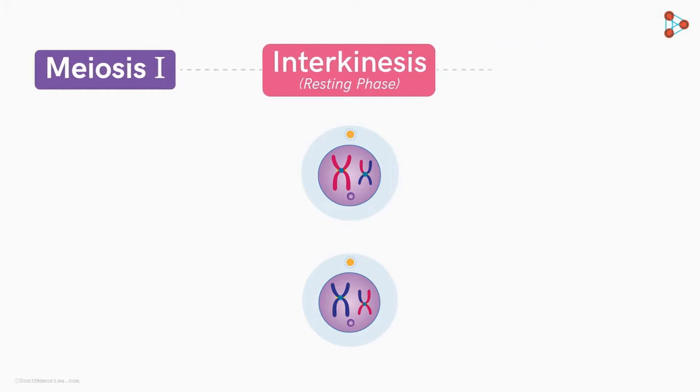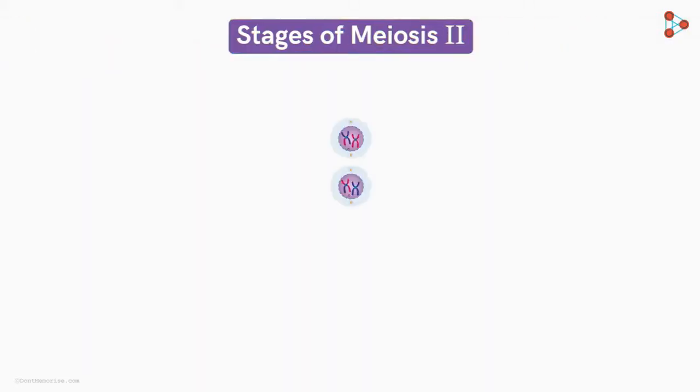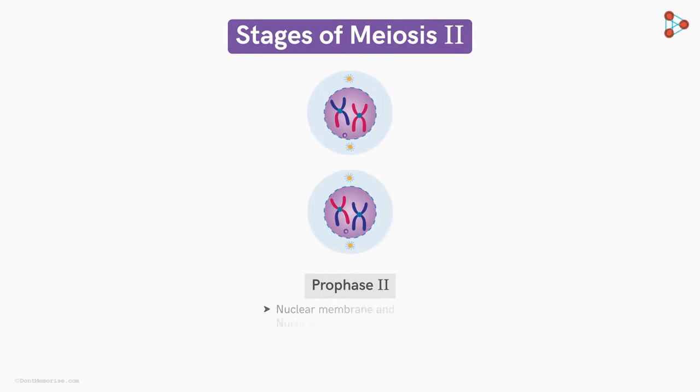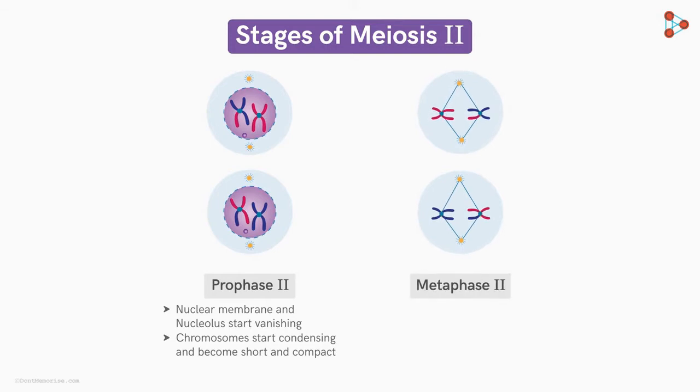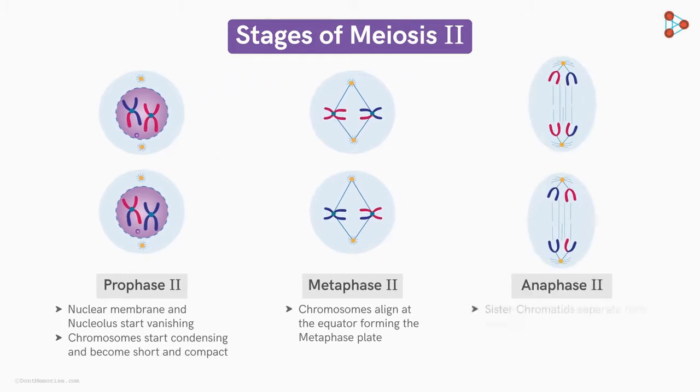The next round is called the meiosis 2. It also includes 4 stages. In other words, meiosis II can be considered as the mitosis of haploid cells. The first phase is the prophase II. Here, the nuclear membrane and the nucleolus begin disappearing. The chromatid condenses to become short and compact and gains a typical chromosome structure. In metaphase II, the chromosomes align at the equator and the spindle fibers attach to the respective sister chromatids. In anaphase II, the chromatids separate from each other and move to opposite poles due to the contraction of spindle fibers.